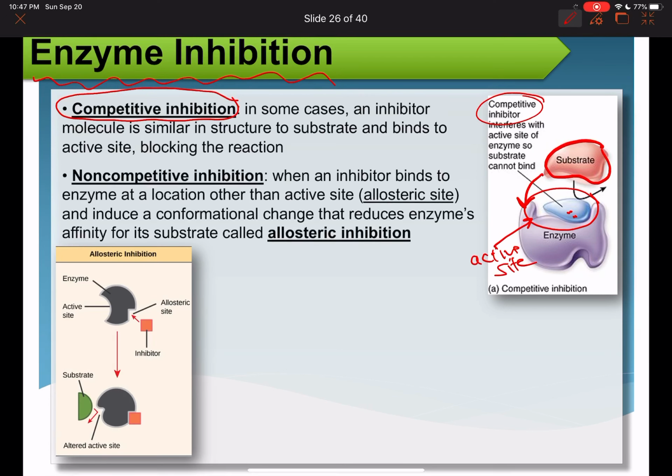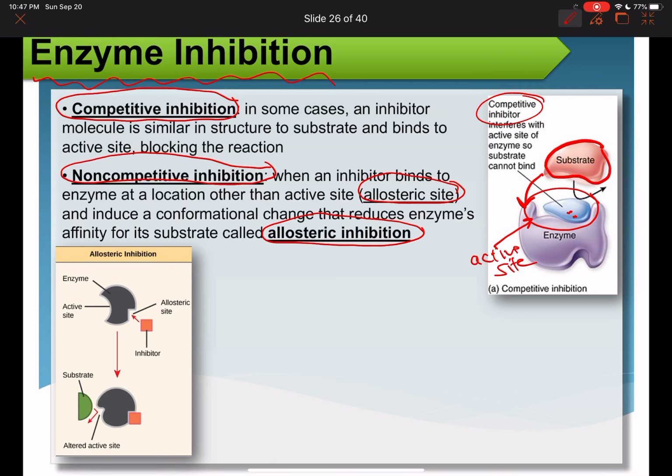The other type of inhibition is called non-competitive inhibition, where the inhibitor does not bind to the active site of the enzyme, but a different site called the allosteric site. Now we're not dealing with competing over the active site. The inhibitor binds at the allosteric site, which is some site other than your active site, and causes a conformational change in the enzyme such that the active site no longer fits the substrate perfectly and catalysis stops. This is also referred to as allosteric inhibition.